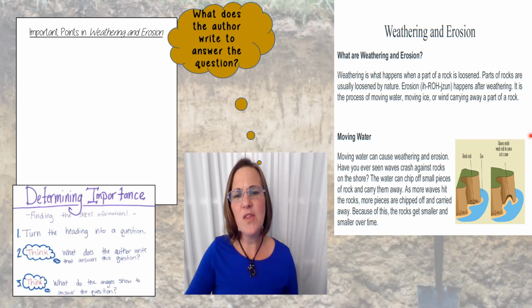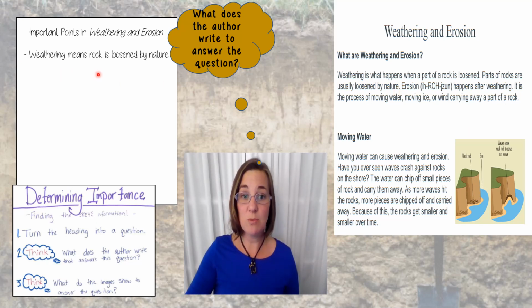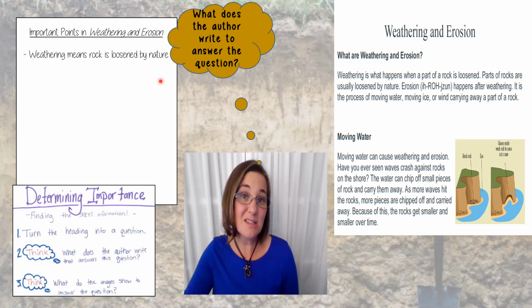So I need to stop and think. What does the author write to answer the question? So what does the author write to answer the question, what is weathering? Here the author says, weathering is what happens when a part of rock is loosened. Parts of rocks are usually loosened by nature. Now, I don't want to write all of that down. That's a lot. I can just summarize it by saying, weathering means rock is loosened by nature, because that's essentially what the author wrote.